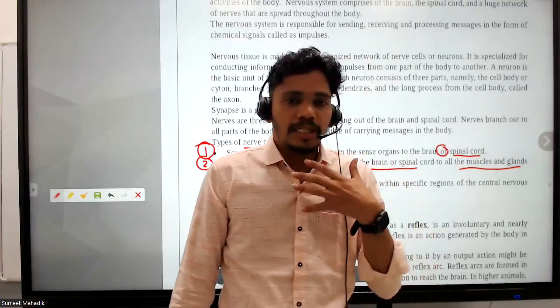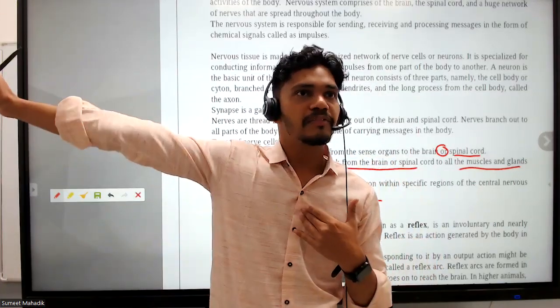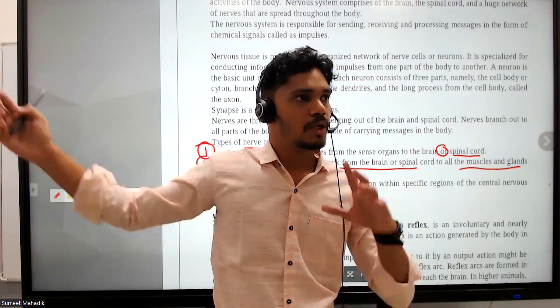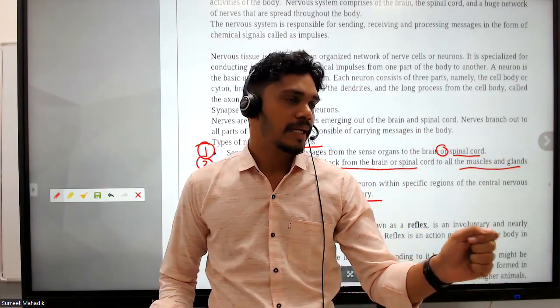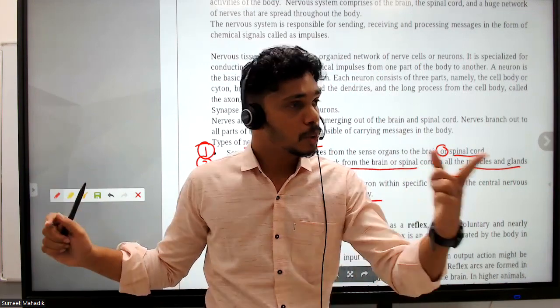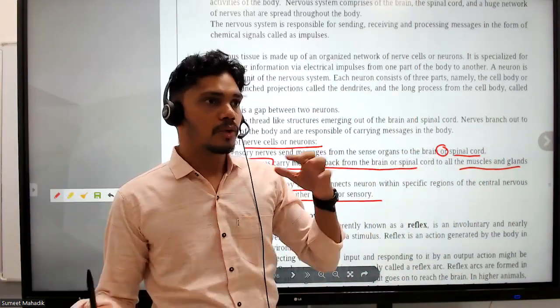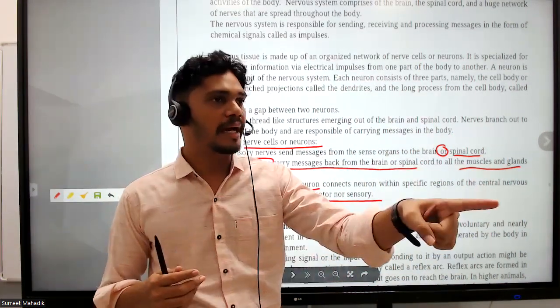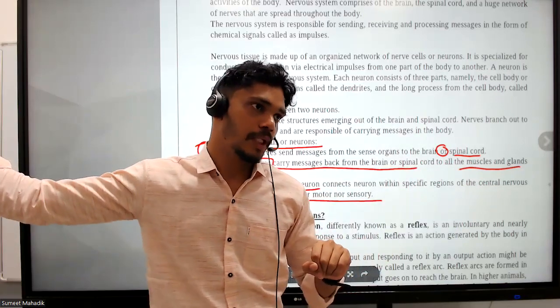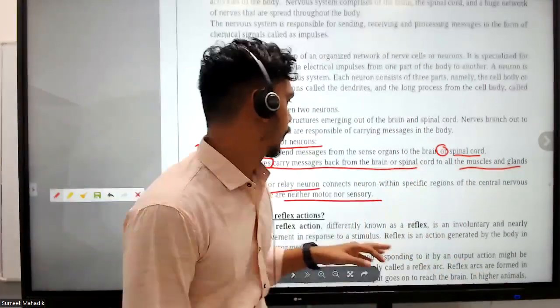Right now, I'm standing in this room. I want to convey a message to the teacher in the next room. So I will tell you, please can you send this message to that person? So you will be walking there and going. So I am the sensory, you will be acting as the relay, and that person will be the motor. So from one compartment to another compartment.